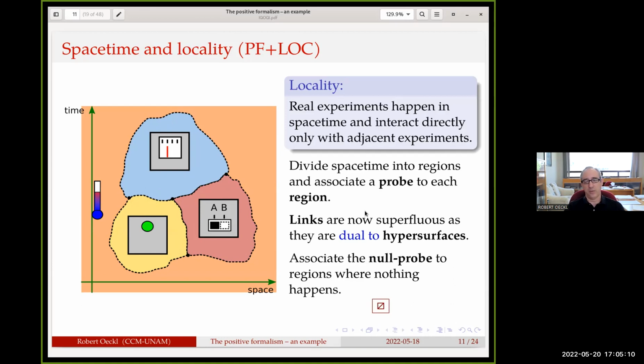And also, in the space-time picture, there's a particular type of probe that becomes important, because you can say, for example, in one of these space-time regions, I don't want to put any apparatus. I am not doing any experiment. I'm just letting the system freely evolve there. And this corresponds to a special probe, which is called the null probe. This is the symbol here for the null probe. It just means you let the system freely evolve there.